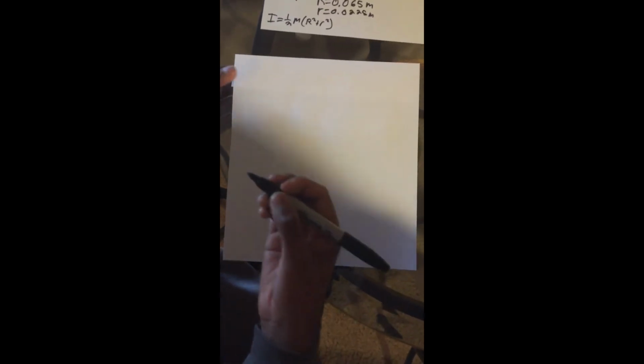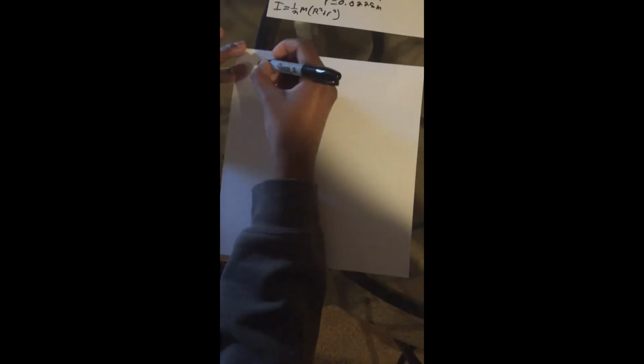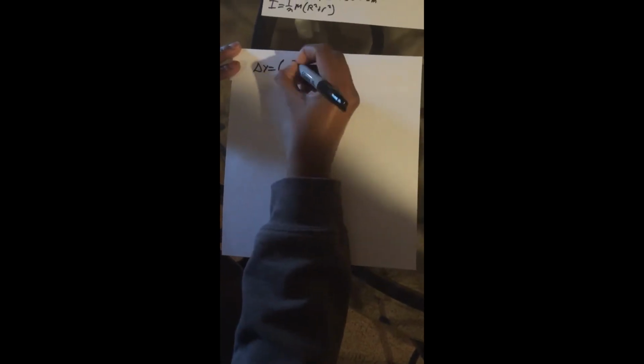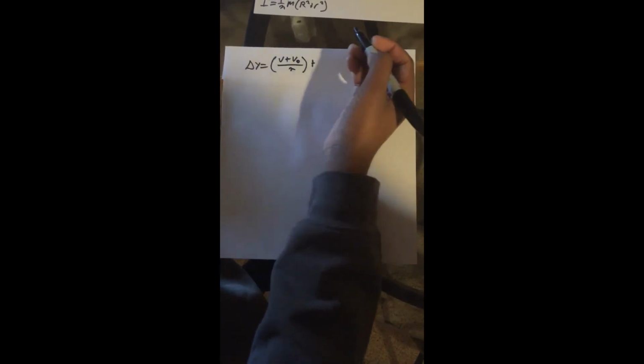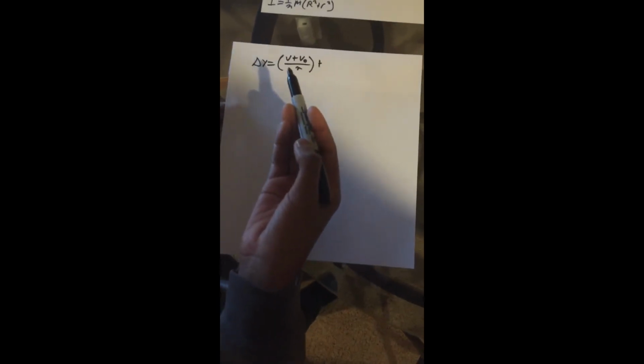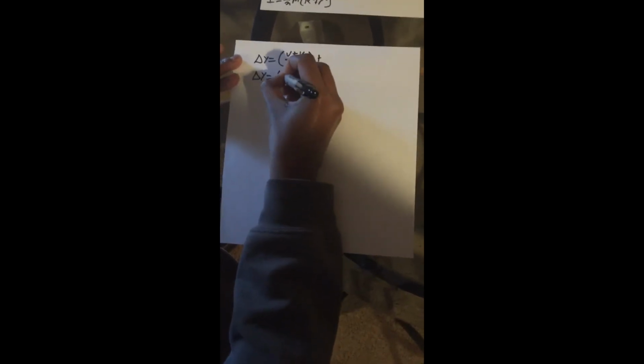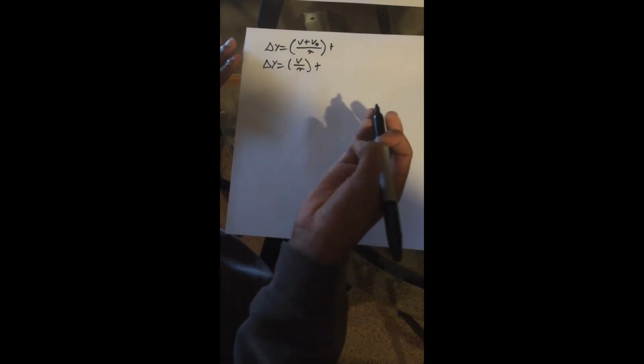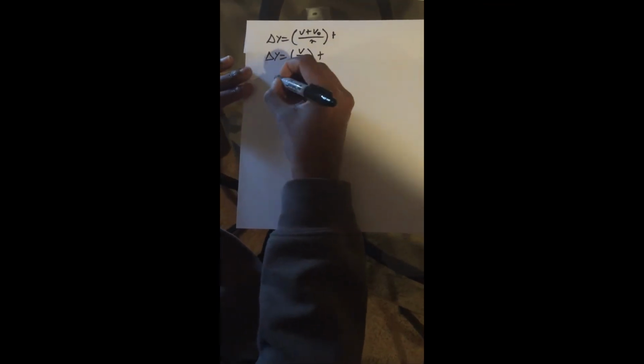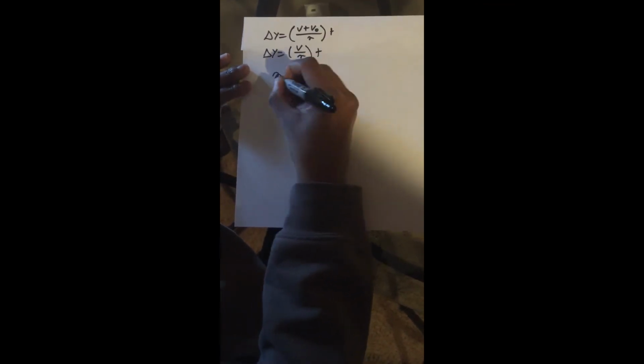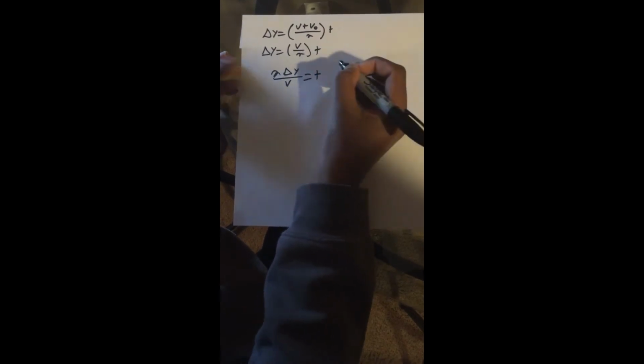Now we'll be using a kinematic equation to find a ratio between height and velocity. We know that delta y is equal to final velocity plus initial velocity over 2, times time. The initial velocity is 0 because we're dropping them from rest, while holding them. So delta y is equal to final velocity over 2 times time, and we can use some simple algebra to solve for t. It becomes 2 delta y over velocity equals t.